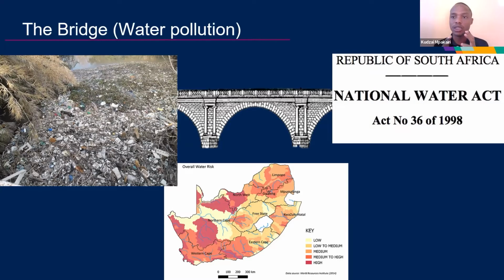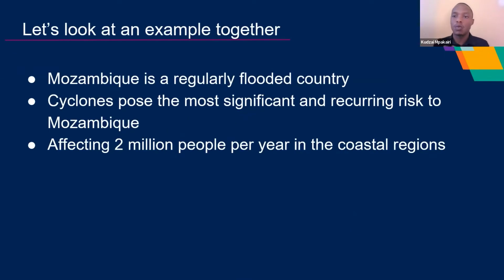Like I said, we now need to look at an example of how we can provide evidence in any situation. So for example, Mozambique is one of the regularly flooded countries in the world. I think floods or cyclones happen once in 2 years or probably yearly, and I think the frequency has actually increased. Cyclones pose a major risk to all inhabitants of Mozambique, especially the people that reside along the coastal areas, and this affects close to 2 million people yearly along the coastal regions.